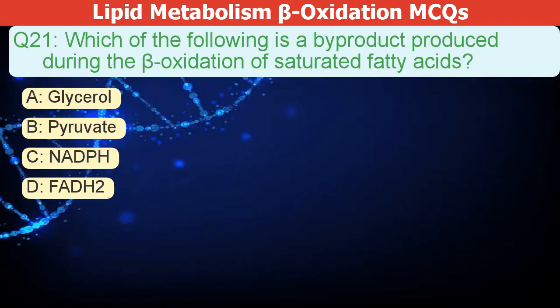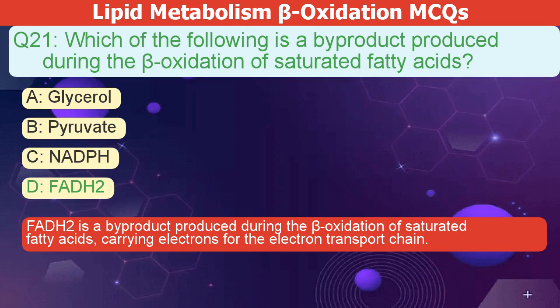Which of the following is a byproduct produced during beta-oxidation of saturated fatty acids? A. Glycerol. B. Pyruvate. C. NADPH. D. FADH2. The correct answer is D. FADH2 is a byproduct produced during beta-oxidation of saturated fatty acids, carrying electrons for the electron transport chain.